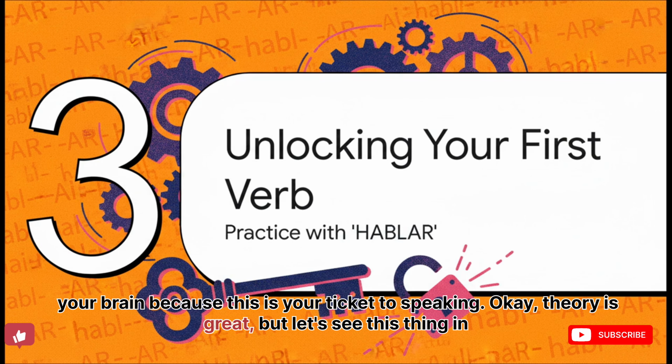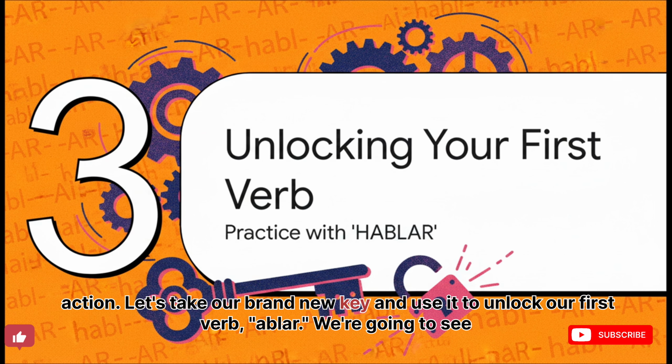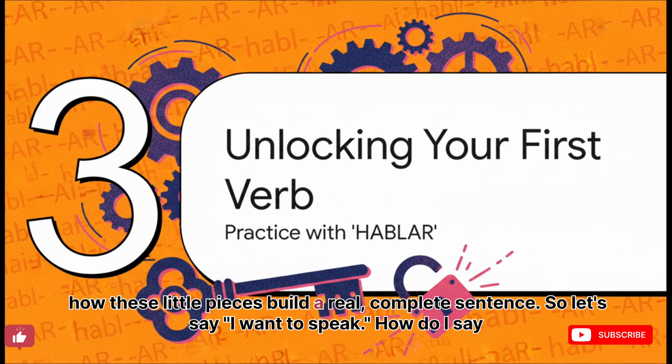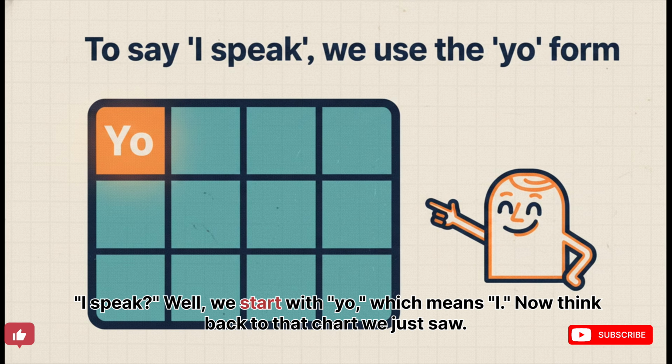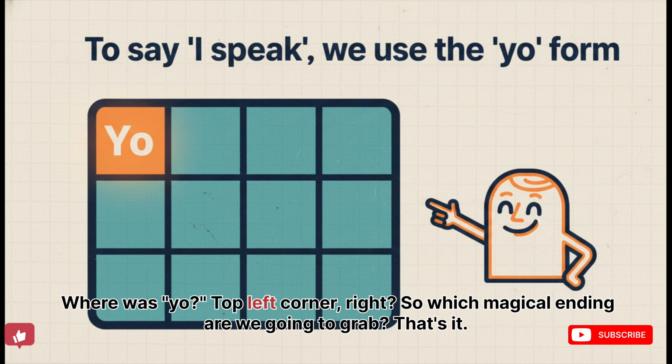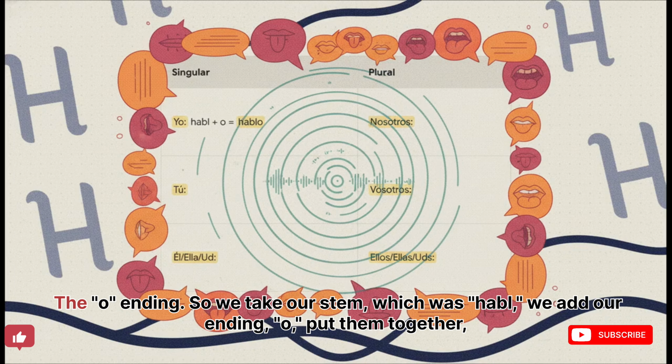Okay, theory is great, but let's see this thing in action. Let's take our brand new key and use it to unlock our first verb, hablar. We're going to see how these little pieces build a real, complete sentence. So let's say I want to speak. How do I say I speak? Well, we start with yo, which means I. Now think back to that chart we just saw. Where was yo? Top left corner, right? So which magical ending are we going to grab? That's it, the O ending.